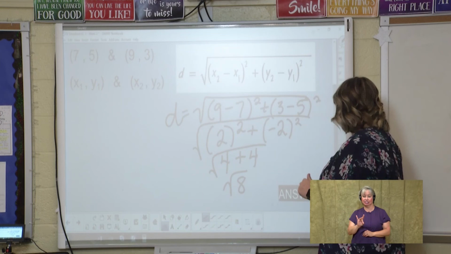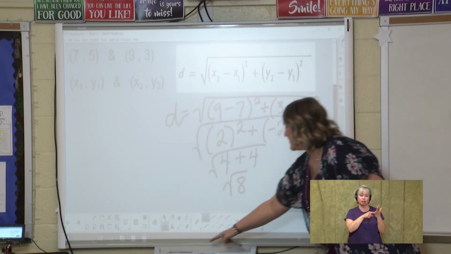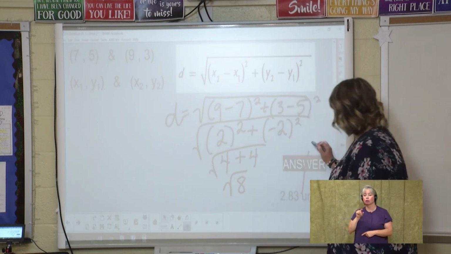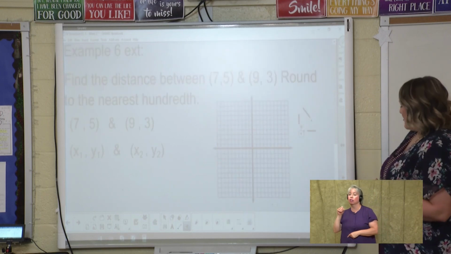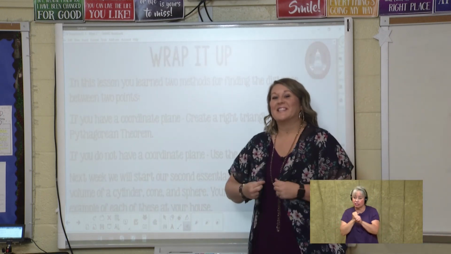So 4 plus 4 is 8. And the square root of 8 is somewhere around 2 something. Let's cheat a little bit. Let's see. 2.83 units. Okay, good job. We are going to wrap it up because we are almost out of time.